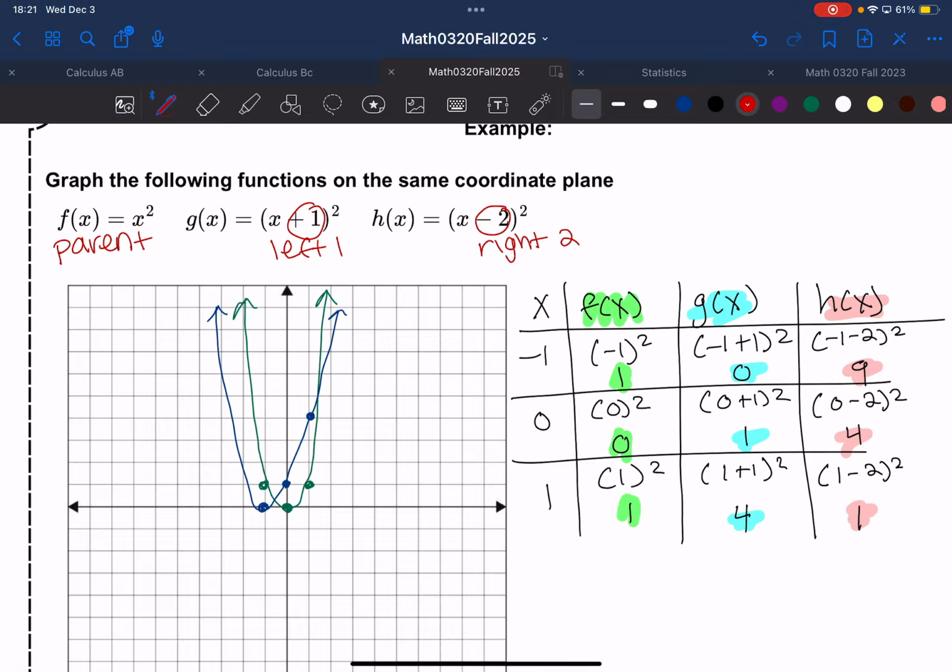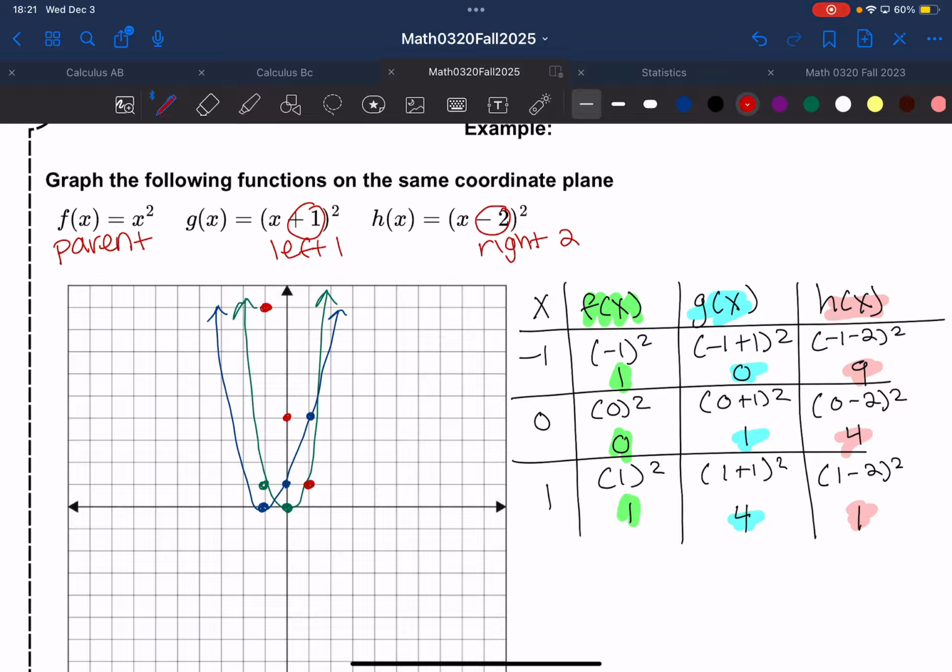Okay, so then we have negative 1, 9. Then we have 0, 4. 1, 2, 3, 4. And then we have 1, 1. So notice we're actually sharing a point with that green right there.